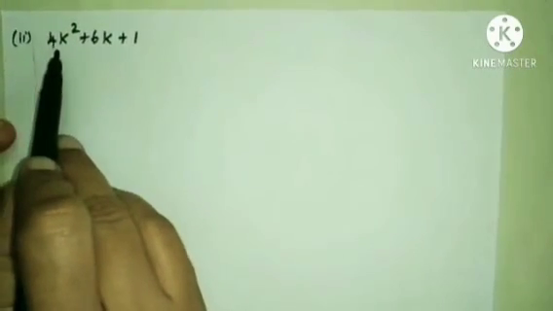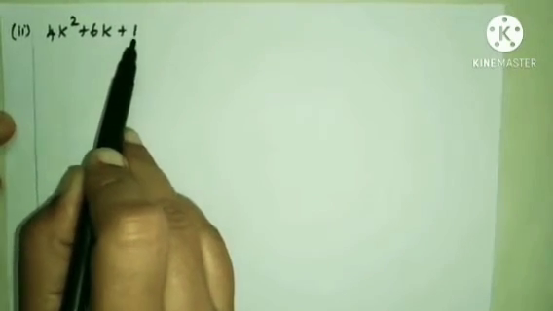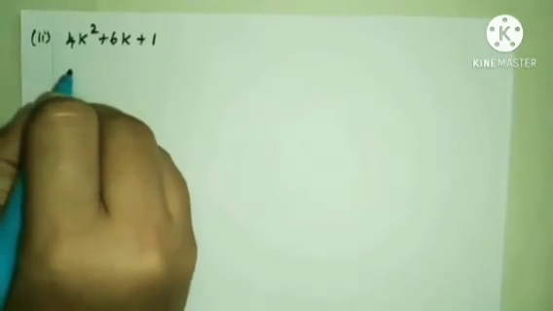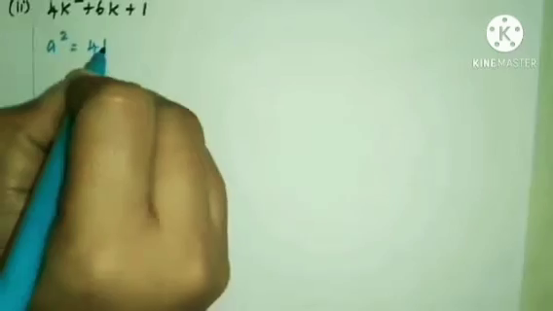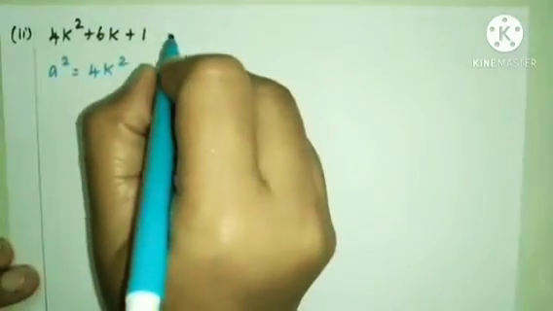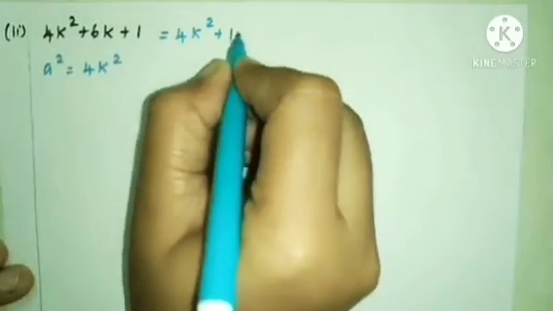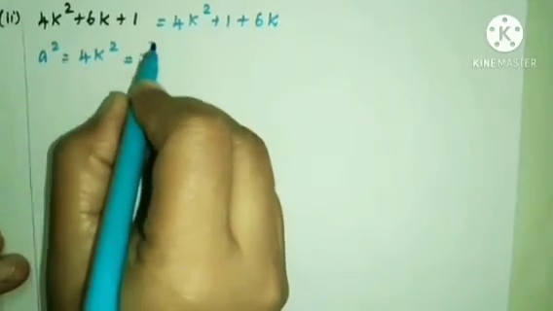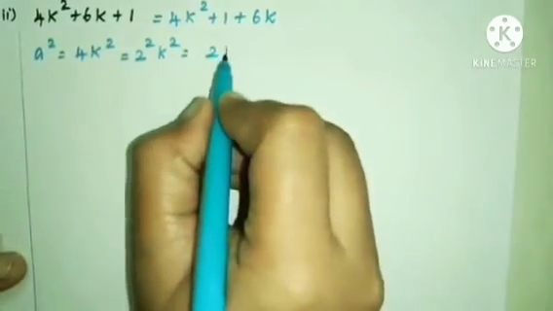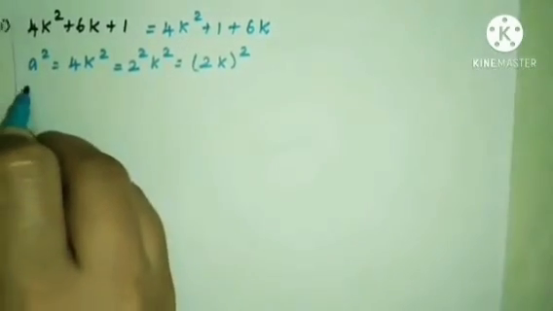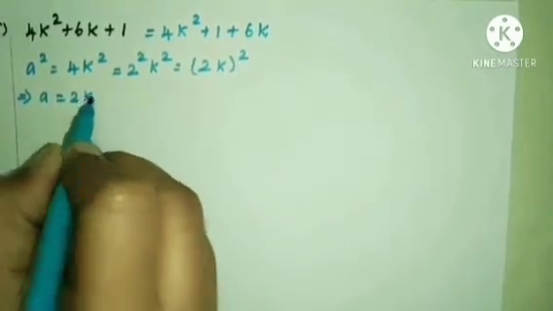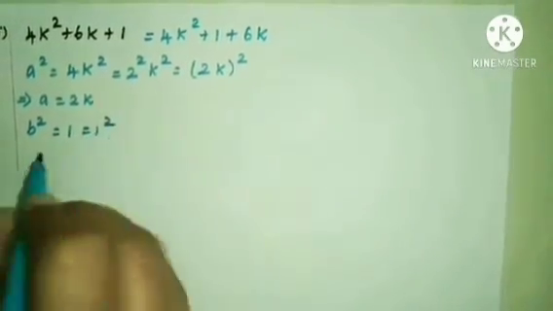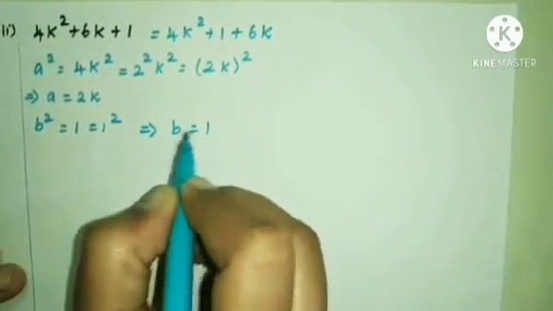Next question is 4k² + 6k + 1. Now, you have to check whether it is a perfect square or not. Here, what is the first term? Here a² is 4k². It can be written as 4k² + 1 + 6k. a² is 4k², that is 2²k², that is (2k)². This implies a is 2k. Then b² is 1, that is 1², so this implies b is 1.